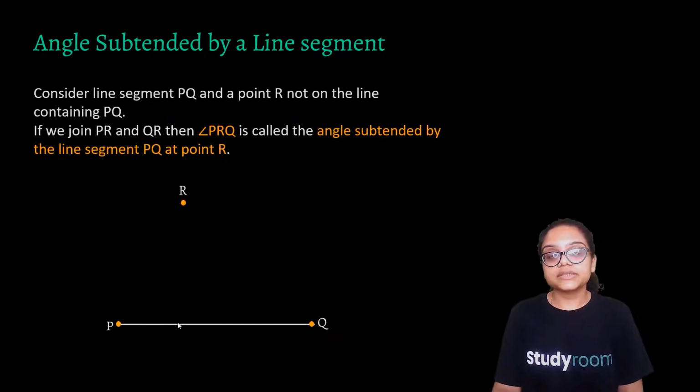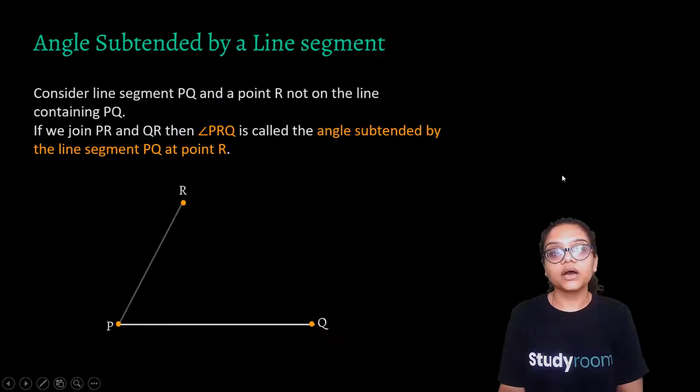Okay, consider a line segment called PQ and a point R not on the line containing PQ. If we join PR and QR, we get an angle PRQ, and it's called the angle subtended by line segment PQ at point R. So the line segment PQ is already drawn and a point R is taken. Now we just need to mark the angle PRQ. So PRQ would be the angle subtended by line segment PQ at point R.